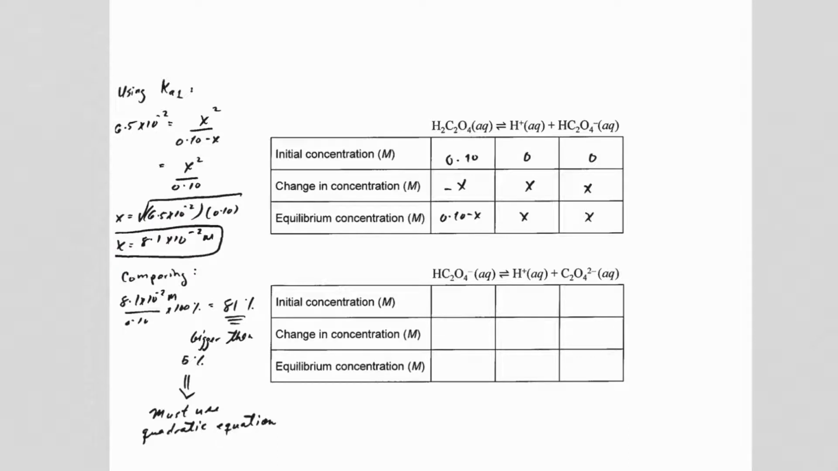But 8.1 times 10 to the minus 2 is awfully close to 0.1. That's 0.081. So I'm going to compare to see if the assumption holds. Remember that for the assumption to hold, the value of x divided by 0.1 times 100 to get percentage has to be 5% or less. In this case, as you can see, we have 81%. That's a huge, huge number. So much bigger than 5, that means that we cannot make this assumption.